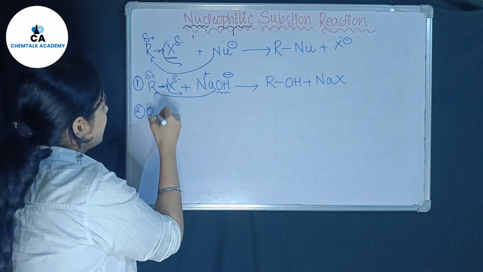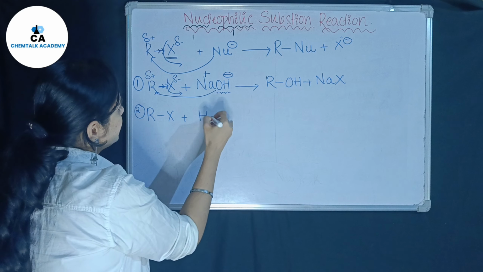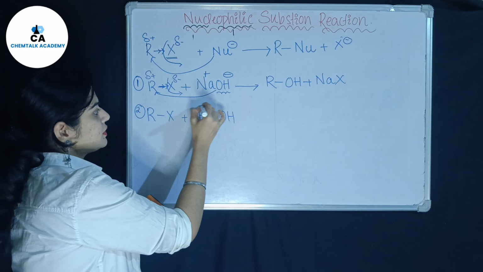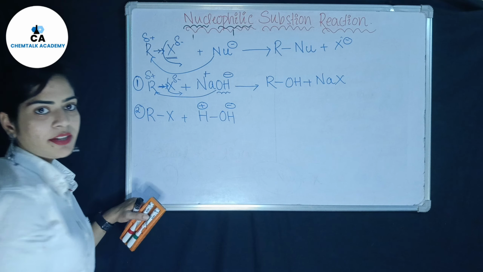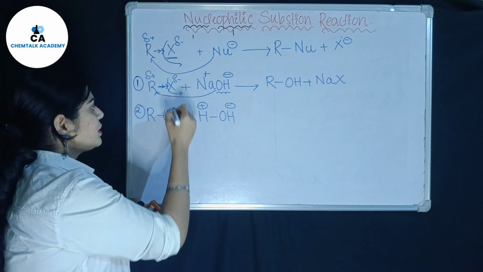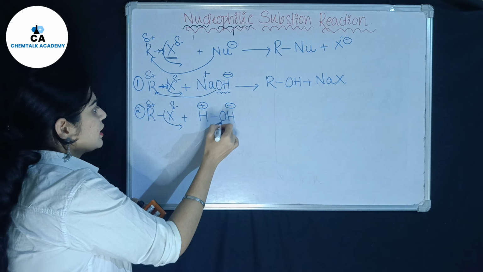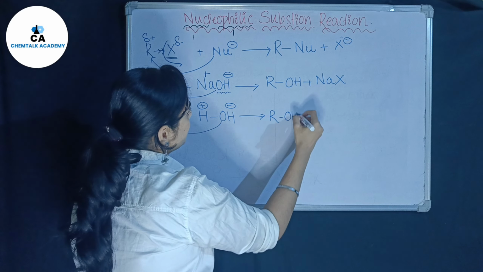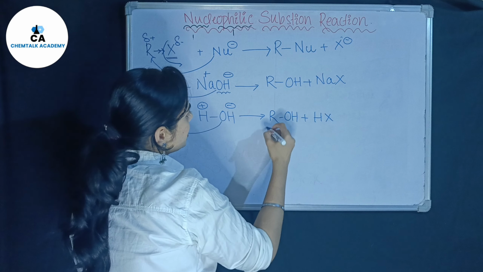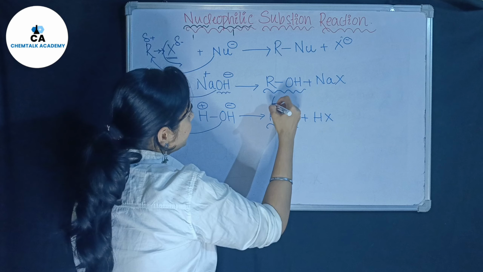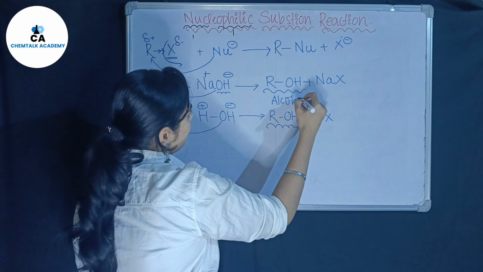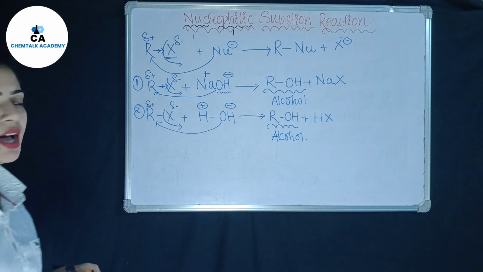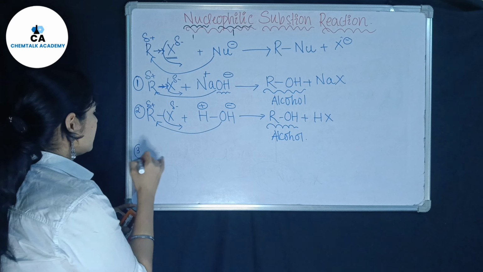When an alkyl halide is reacted with water, H2O, here also which one is positive and which one is negative? This is positive, this is negative. So this X will be removed and the attack of the nucleophile takes place. What will be the product? ROH and HX. So what product are we getting? Alcohol. Okay, we are getting alcohol. Clear? Then the third one.